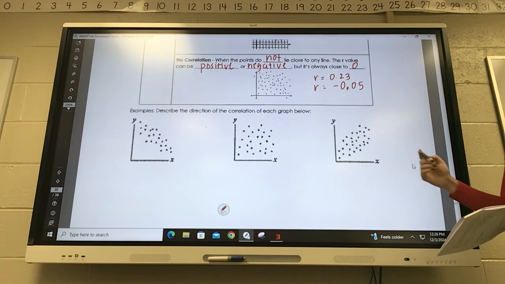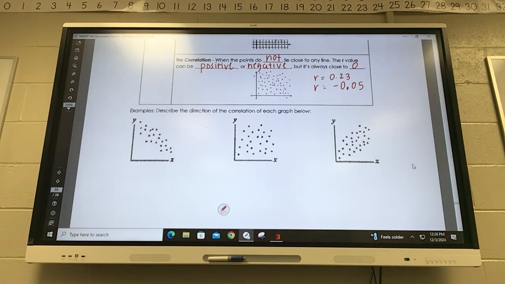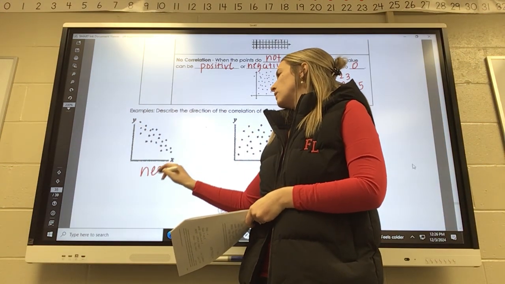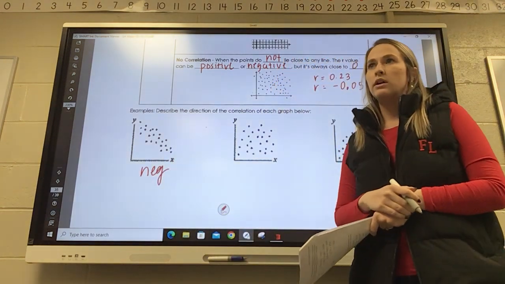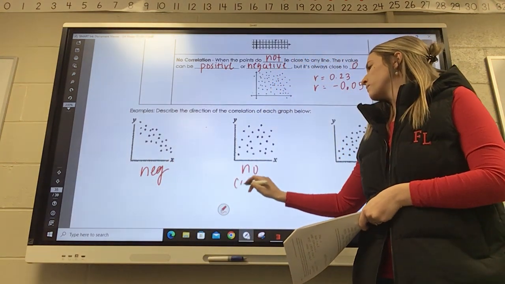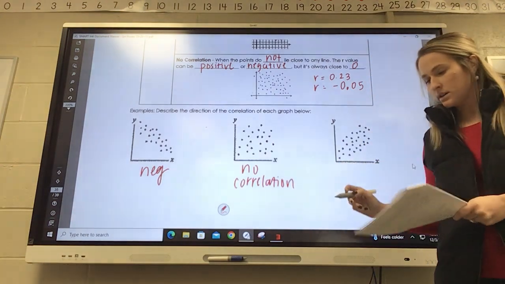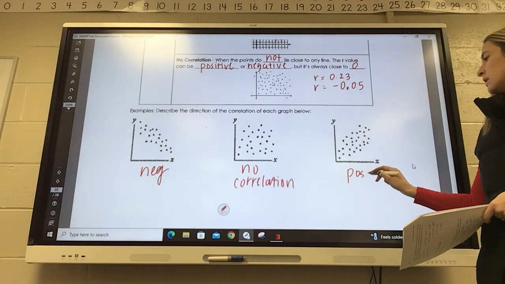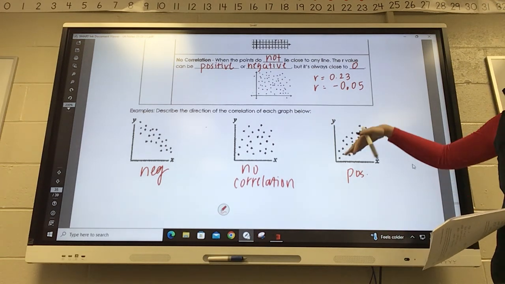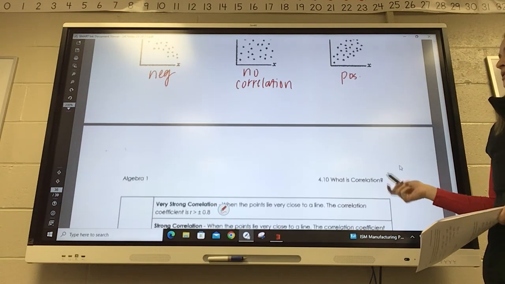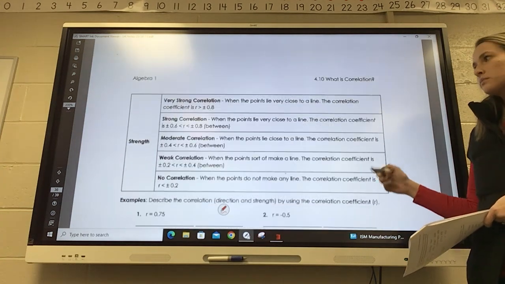So if I take a look at these 3 pictures here at the bottom, if I'm just describing that as positive, negative, or no correlation, what would you think this first picture is right here? Negative, because it's going downhill. What about the one in the middle? No correlation. And the last one? Positive. So this positive one is a little bit more spread out than your negative one, but you can still see that uphill shape. So it's just a positive slope.